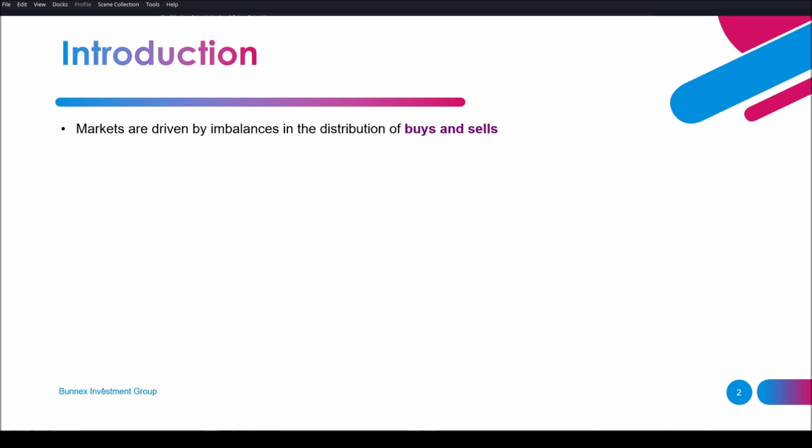In this video, we are going to talk about market structure, actually institutional market structure. So basically, markets are driven by imbalances in the distribution of buys and sells. When we buy more, we increase demand for a particular currency, and when we sell, we introduce much more supply within the balance.